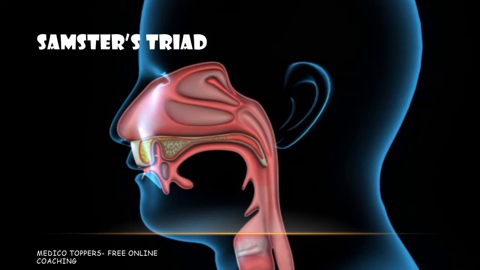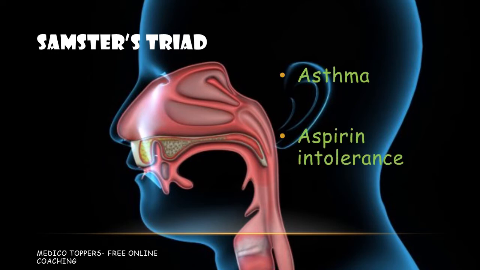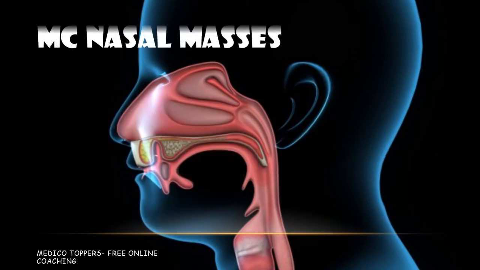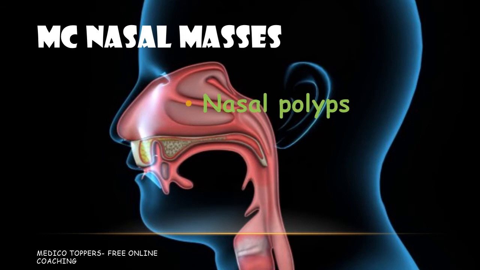Then comes SAMTER'S triad, you might be knowing. It is asthma, then aspirin intolerance, then nasal polyp. You can remember as Sam said NAA, that is nasal polyp, aspirin intolerance and asthma. Most common nasal mass, it is nasal polyp only, which we can see in our OPDs.